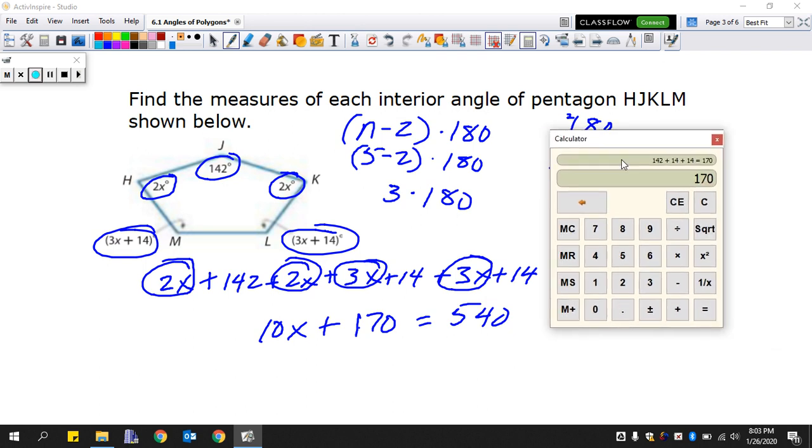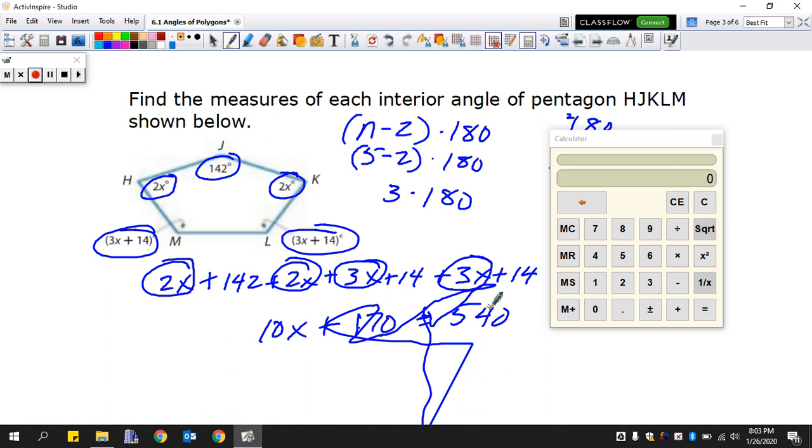So when I solve that, I'm going to subtract 500. Oops. I'm going to subtract. All right, let's do this again. Right there. So I'm going to subtract 170, minus 170. Cancels out.